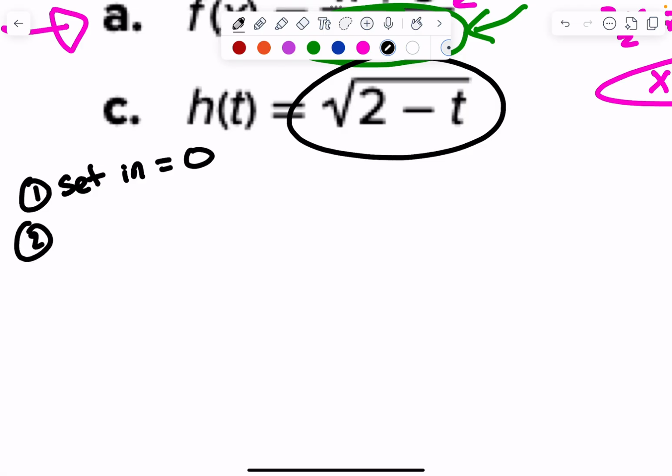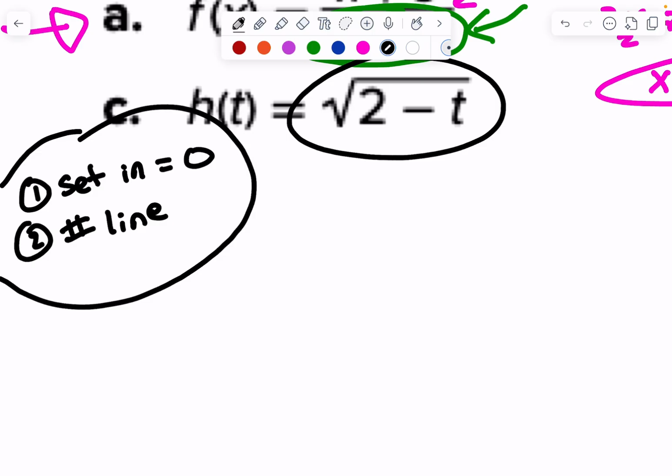Step number 2, number line. Okay, and I'll show you how to do this. Some of you guys can do this without a number line, without all those steps, totally fine. I'm going to show you how you do it without having to think about it too hard, okay?